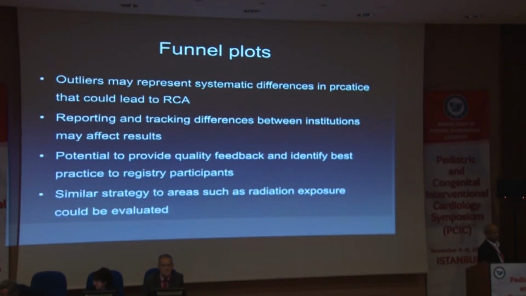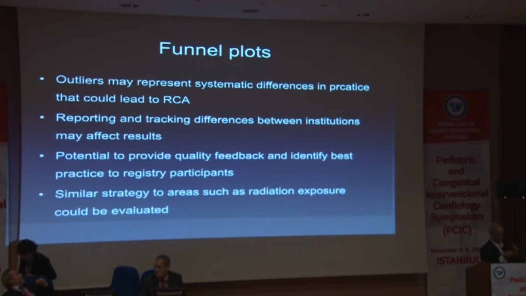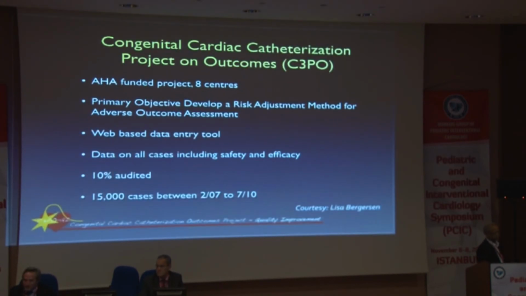Now, funnel plots have a use in that outliers can be identified by the units themselves, but you then have to look at the reason for becoming the outlier, because there may be system differences in practice, and they may require a root cause analysis and reporting in order to work out whether there are major differences in practice between institutions. That gives the potential to give feedback to units and identify the best practice for units that may be underperforming. Similar strategies can be applied to areas such as radiation exposure and procedure duration.